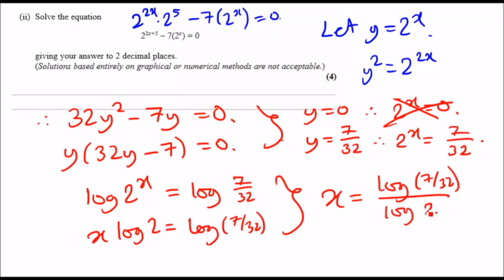So go ahead and put this in your calculator, guys. I actually need to do the same myself. Doing that, you should get log of 7 over 32, over log 2. Ooh, I got a negative answer here. So I got x equals negative 2.19. That's it. All done.